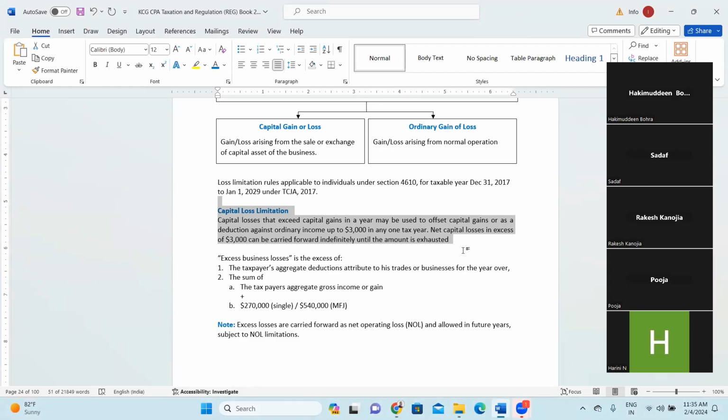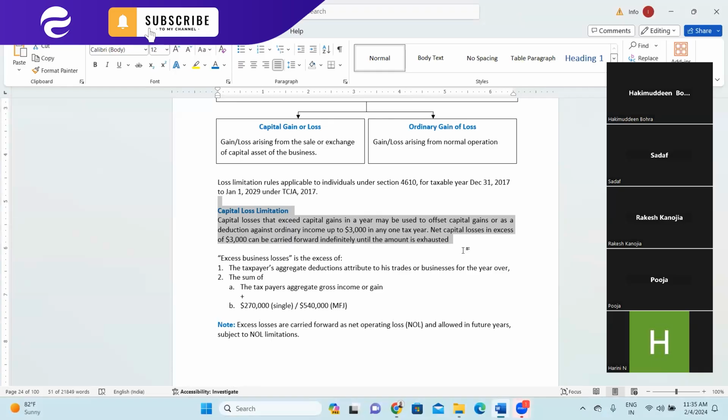So there are four phases. First, you have short-term capital gain and short-term capital loss, and below you have long-term capital gain and long-term capital loss. They first need to adjust individually. Short-term capital loss will adjust against short-term capital gain. Long-term capital loss will adjust against long-term capital gain, and it will result in net short-term capital gain or loss, and net long-term capital gain or loss.